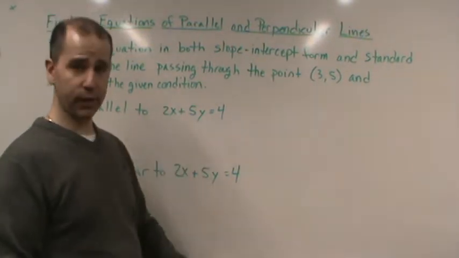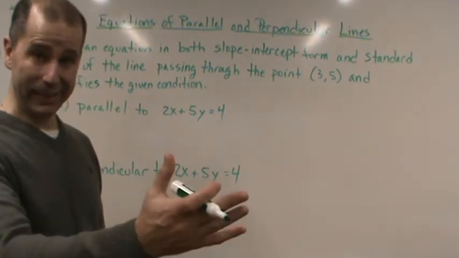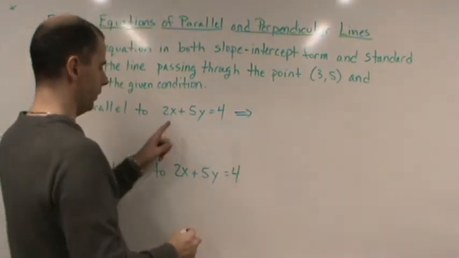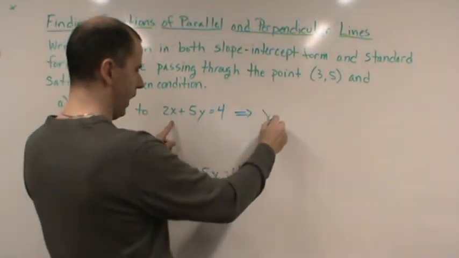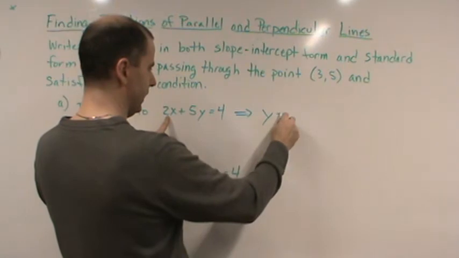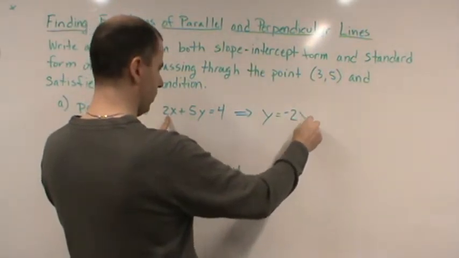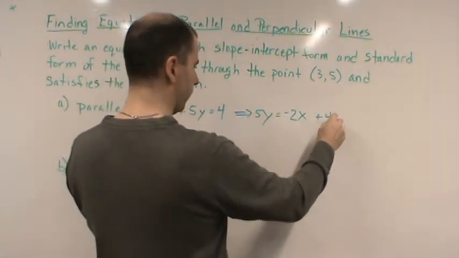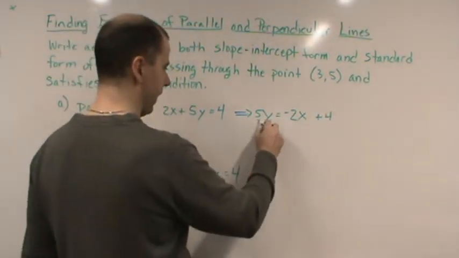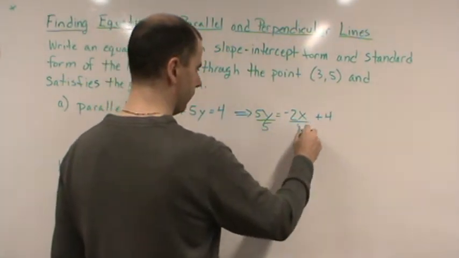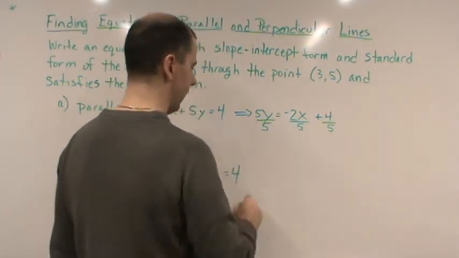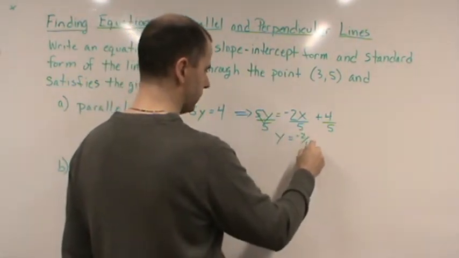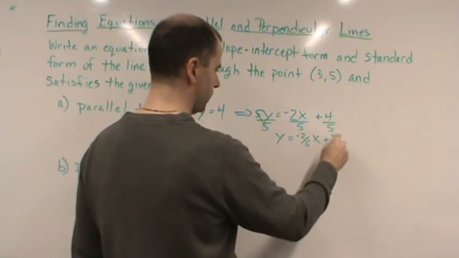But let's put it in slope-intercept form, and then it'll be easy, right? We can actually see it. So if we write this in slope-intercept form, we're going to isolate the y. So this is going to be equals negative 2x plus 4, and then we're going to divide both sides by 5. And so we get y equals negative 2/5 x plus 4/5.